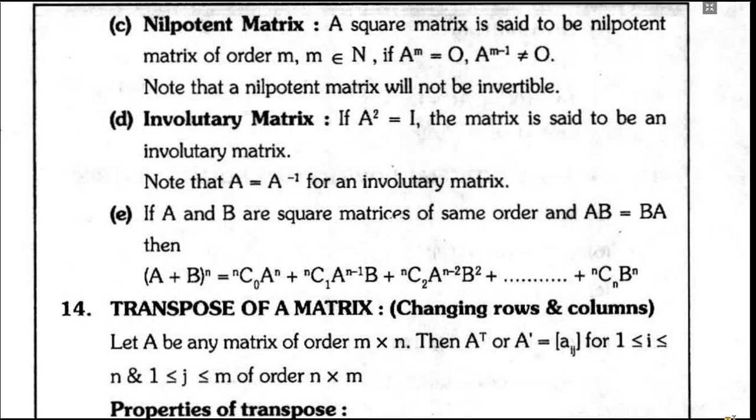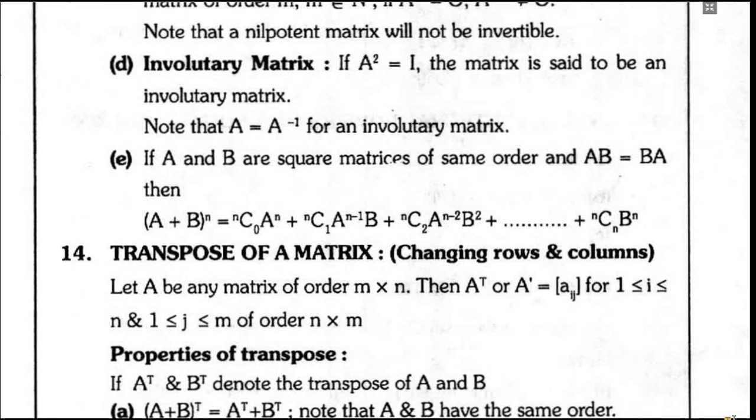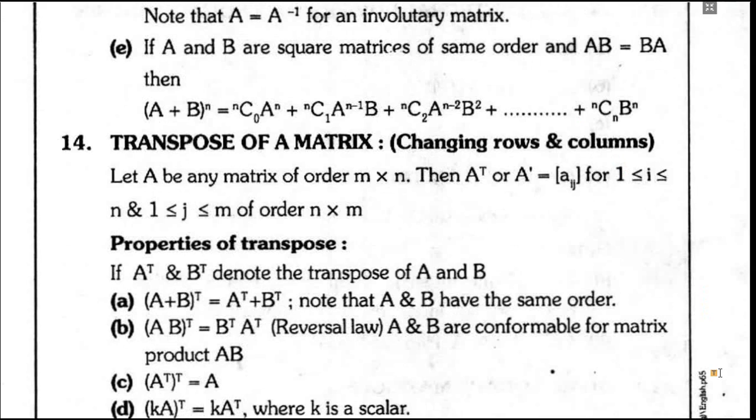Involutory matrix. If A square equals identity matrix, the matrix is said to be an involutory matrix. Note that A equals A inverse for an involutory matrix. Here the value of A inverse is nothing but A itself, because A into A is the identity matrix. If A and B are square matrices of the same order and AB equals BA, then (A plus B) to the power n is the same as we have seen in the binomial theorem, (x plus y) to the power n: nC0 A to the power n plus nC1 A to the power n minus 1 into B plus nC2 A to the power n minus 2 B square plus ... plus nCn B to the power n.